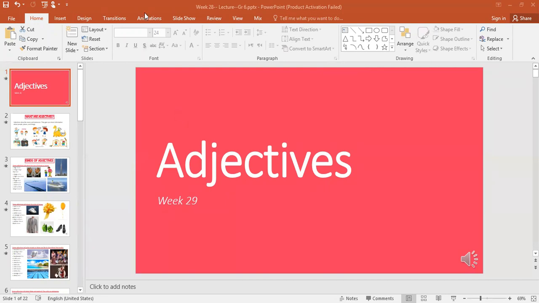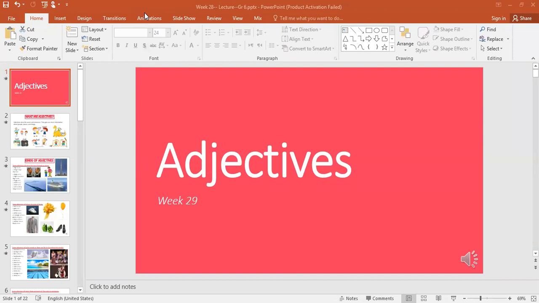Okay, so yesterday we finished the second part of the lesson. Today is the last part of the lesson, which is the most important part of all the lesson. We started with adjectives. I will just make a quick revision before we start with the last part. We talked about the definition of adjectives. What are adjectives? And we said that adjectives are words that describe nouns or pronouns.